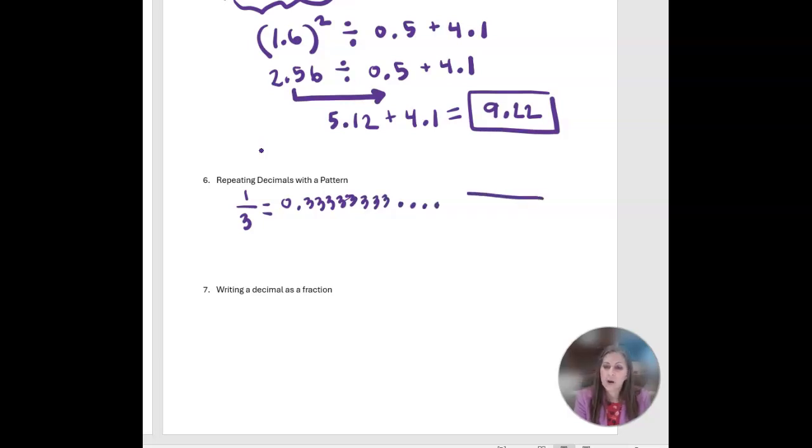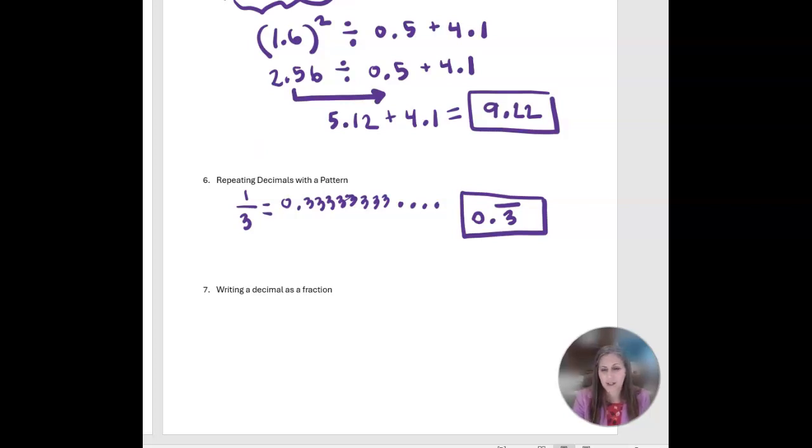And the way that you would write this, depending on how many decimal places they ask for, is you would put a line over that 3. So you put a bar over the 3, and that means that it repeats forever, okay? So for a repeating decimal, you put a line over the number that repeats.